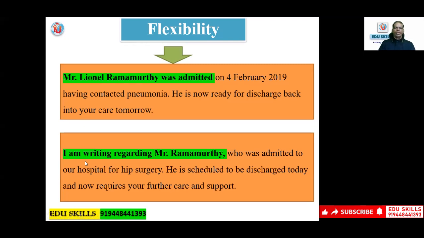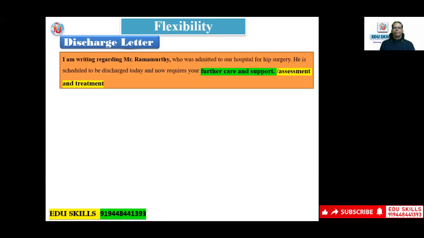Another flexibility would be, I'm writing regarding Mr. Ramamurthy, who was admitted to our hospital for hip surgery. He is scheduled to be discharged today and now requires your further care and support. So this is the flexibility we call it. We can change the order of the phrases. There is no issue.